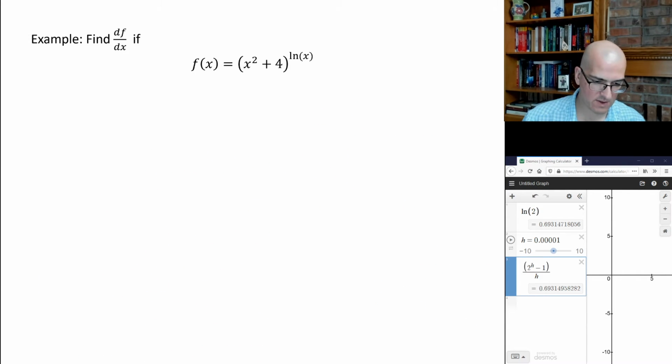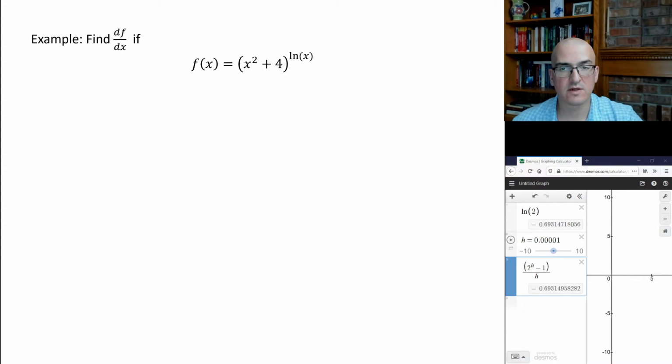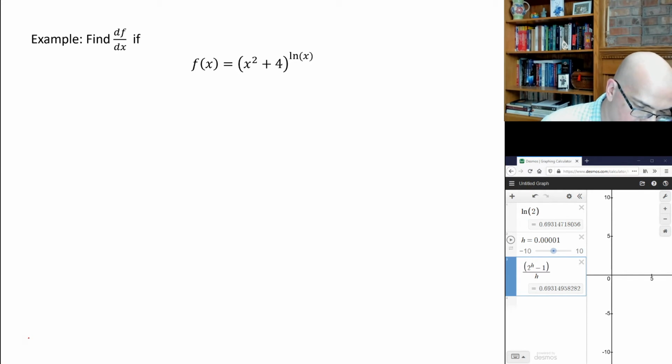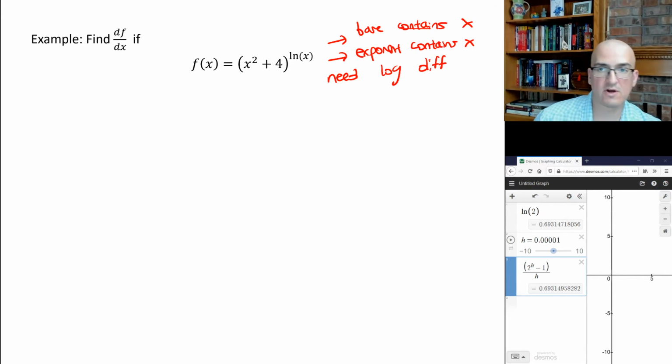Okay. So next question, how do you take the derivative of this? Well, we have to acknowledge that this is a function where the base contains x and the exponent contains x. Base contains x, exponent contains x, need log diff. Need to use logarithmic differentiation. We don't really have a choice.